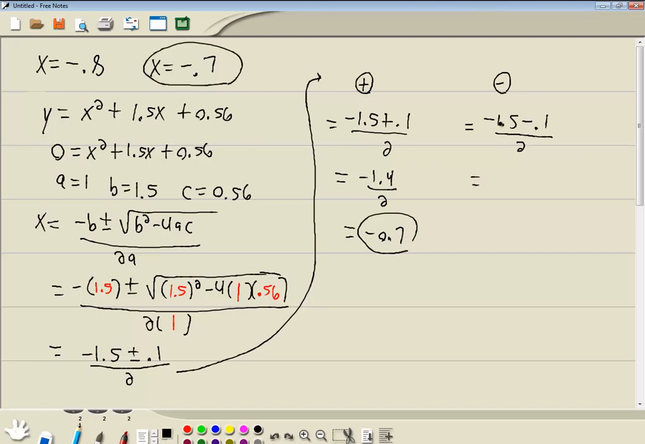Over here, we got negative 1.5 minus 0.1. That's negative 1.6 divided by 2. And if I were to plug that in my calculator, I'd get negative 0.8. And that probably looks familiar. That's the first answer we came up with using the intersect method. But anyway, that's how you can find those two answers, whether you're using technology or you're just simply using the quadratic formula.